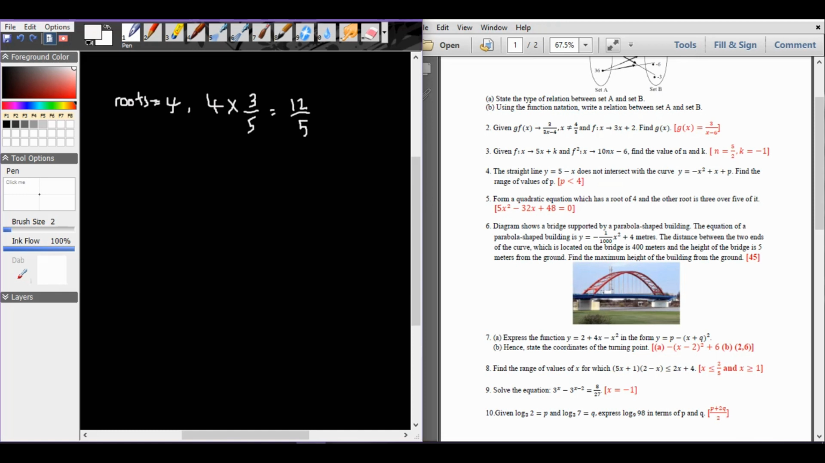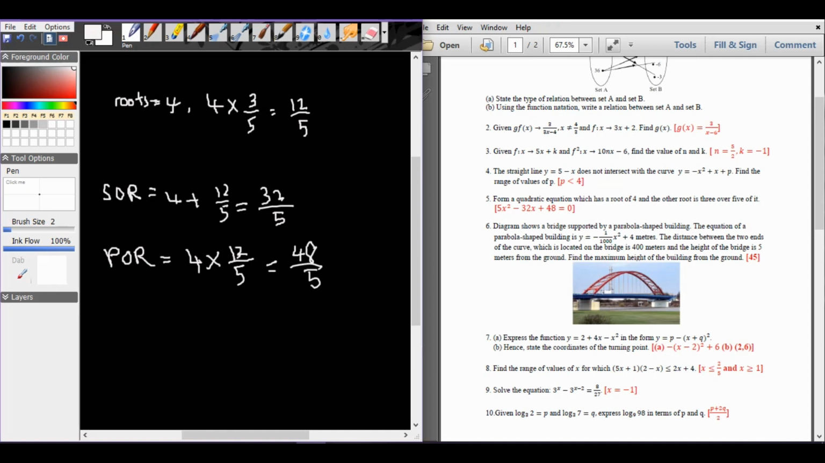Okay, so we are going to use SOR, which is sum of roots. Sum of roots is 4 plus 12 over 5. You will have 32 over 5. And also POR, product of roots. That will be 4 multiplied with 12 over 5. You will have 48 over 5.